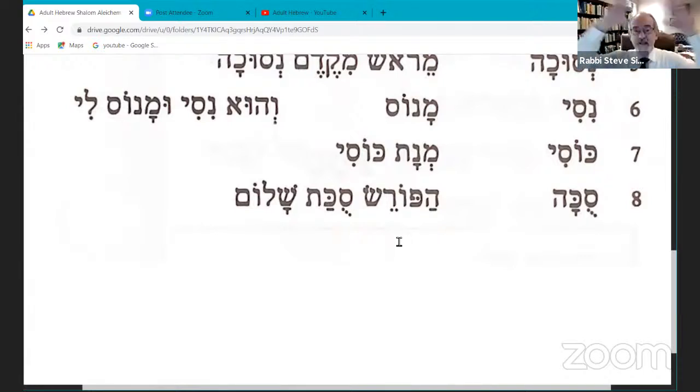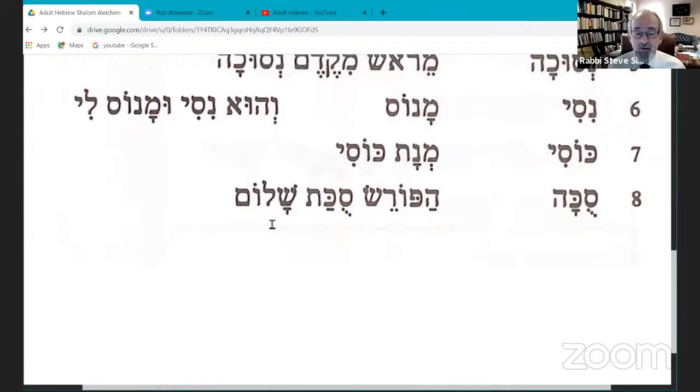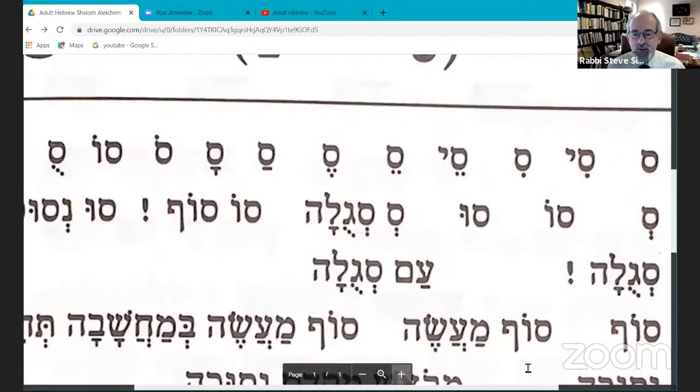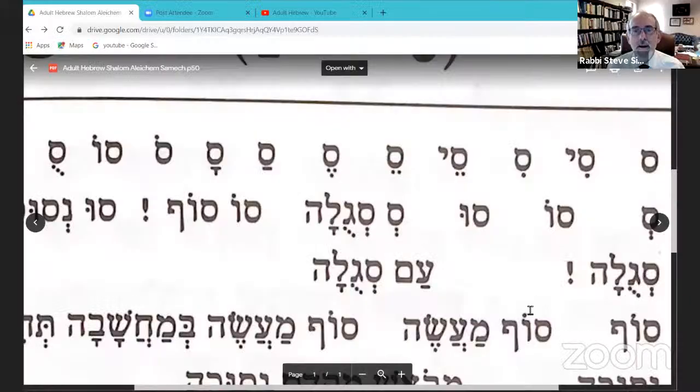God extends a sukkah, a shelter of shalom, of peace, upon the entire world. So let's just jump along here a little bit.